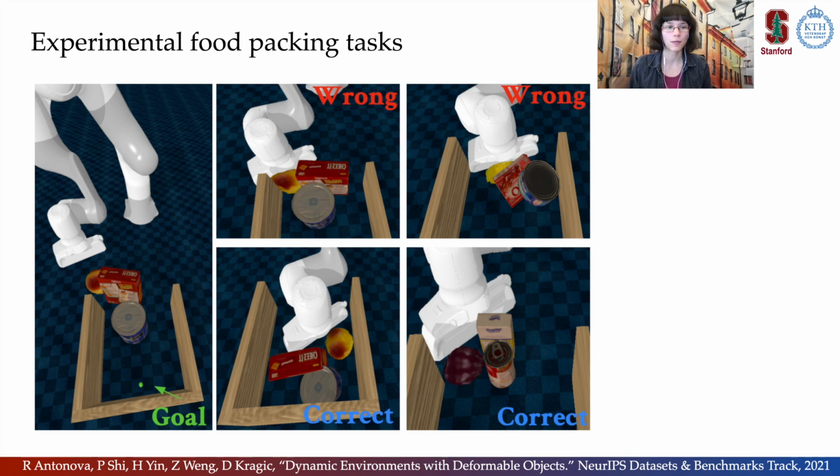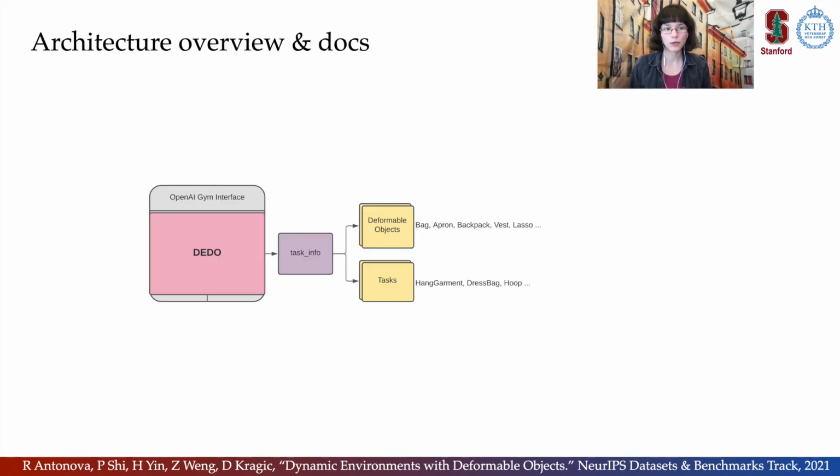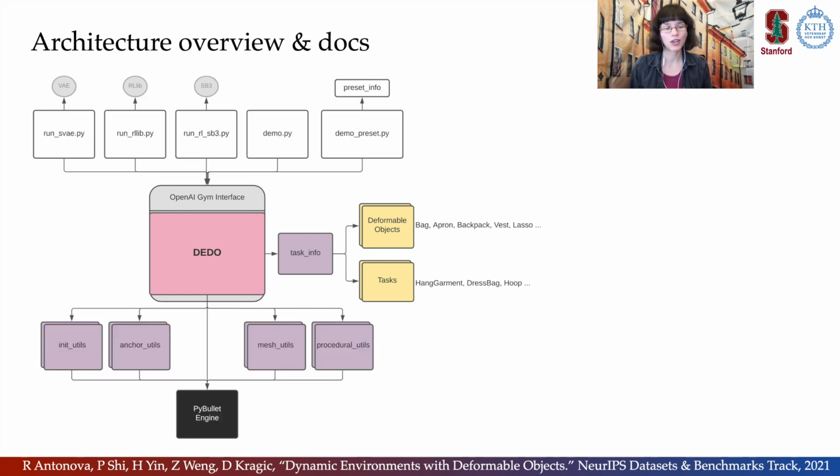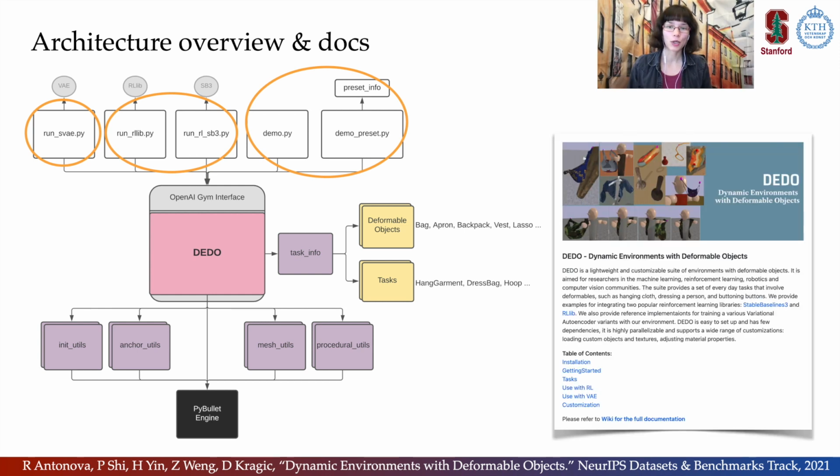We have a set of documentation which shows the users the overview of our architecture, the user-facing parts, which is ability to train variational autoencoders or interface with reinforcement learning libraries or load preset trajectories. And we also have a README for you to get started quickly with using these environments, and we hope that you find all of this useful.